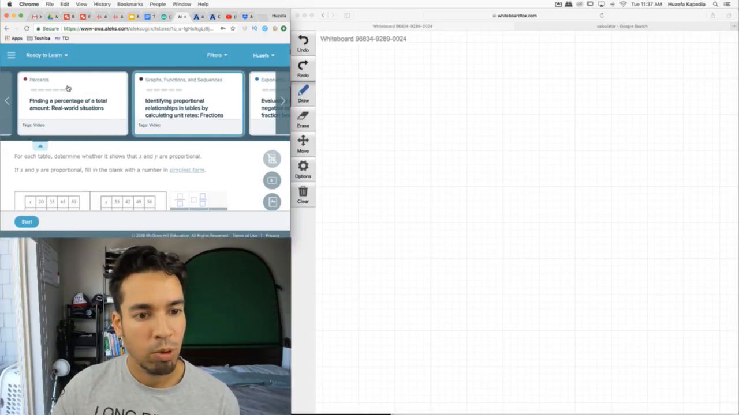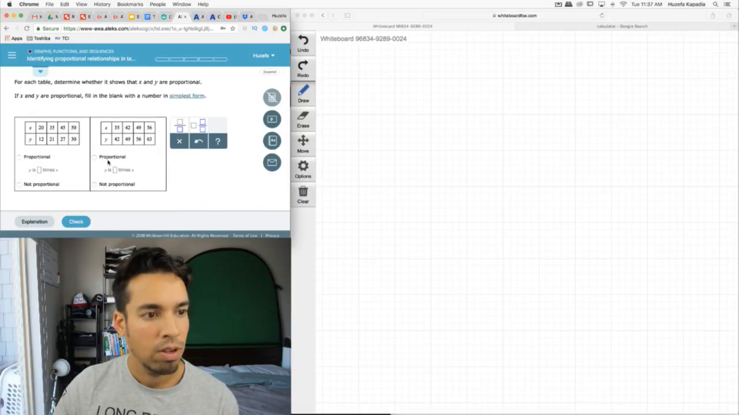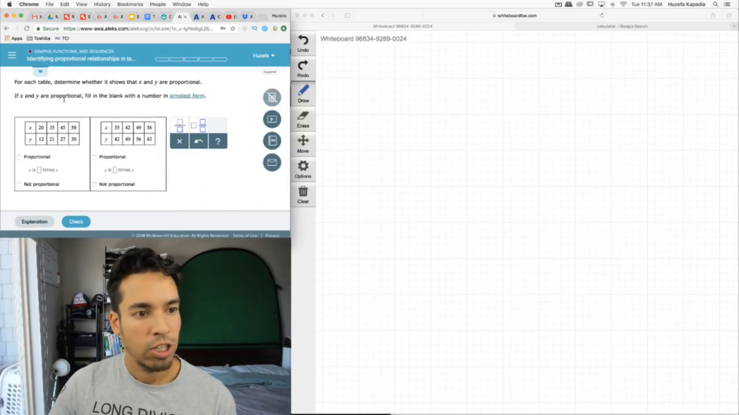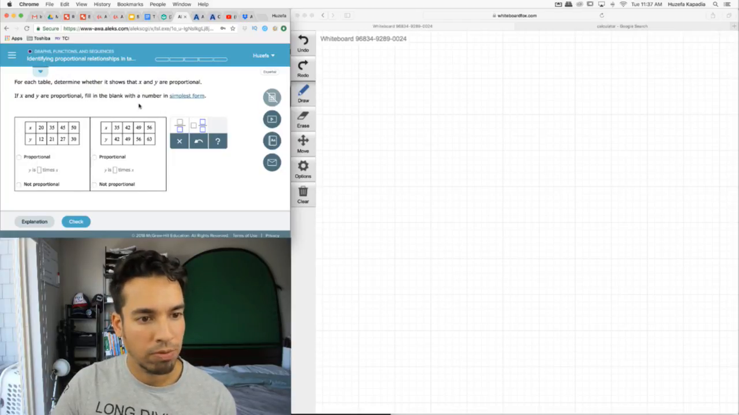Here we go. Identifying proportional relationships in tables by calculating unit rates, fractions. For each table, determine whether it shows that x and y are proportional. If x and y are proportional, fill in the blank with a number in simplest form. If we're talking about proportional, what we should see is as one increases by a certain amount, the other one increases by an equivalent amount. If I'm going to look at this, it's almost like calculating a slope, right?